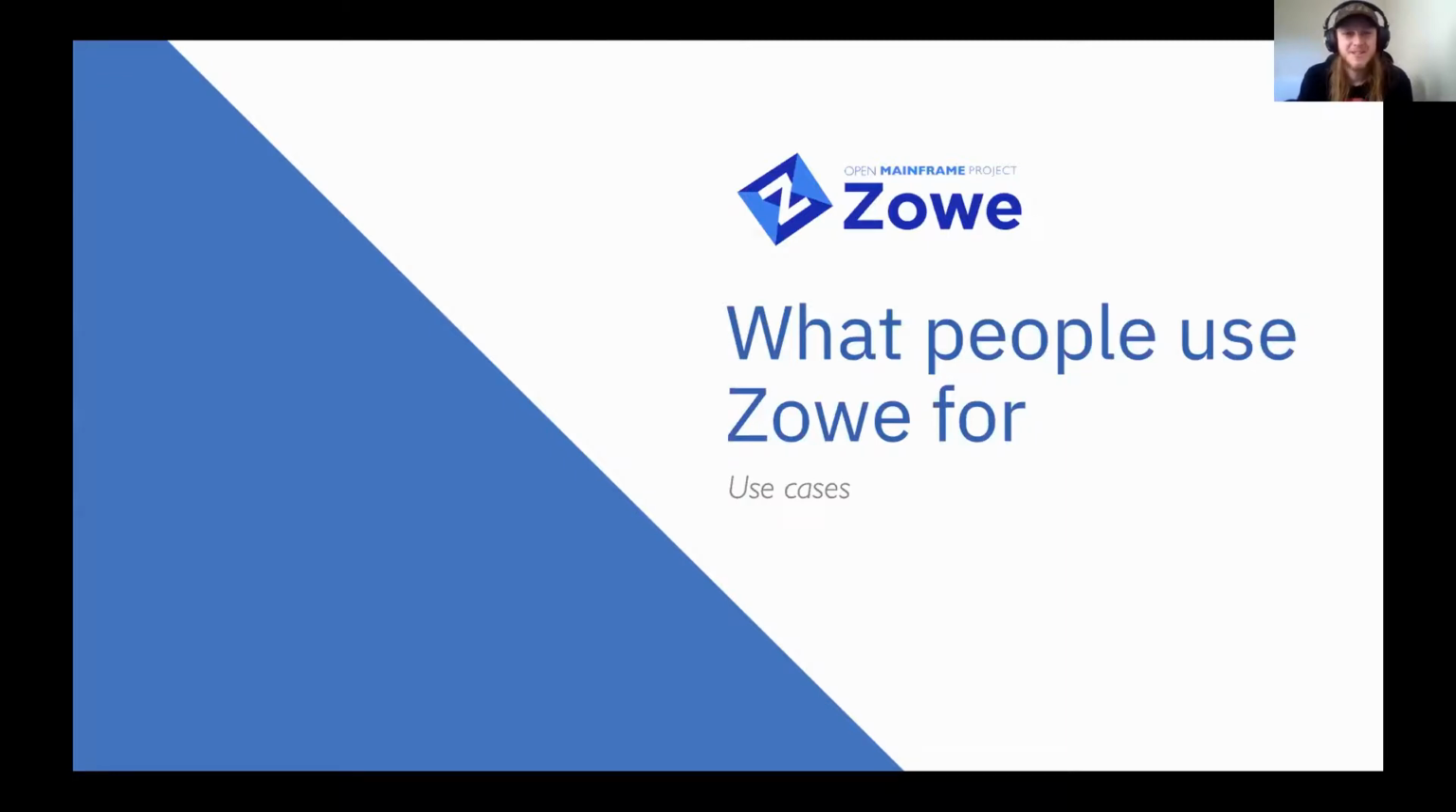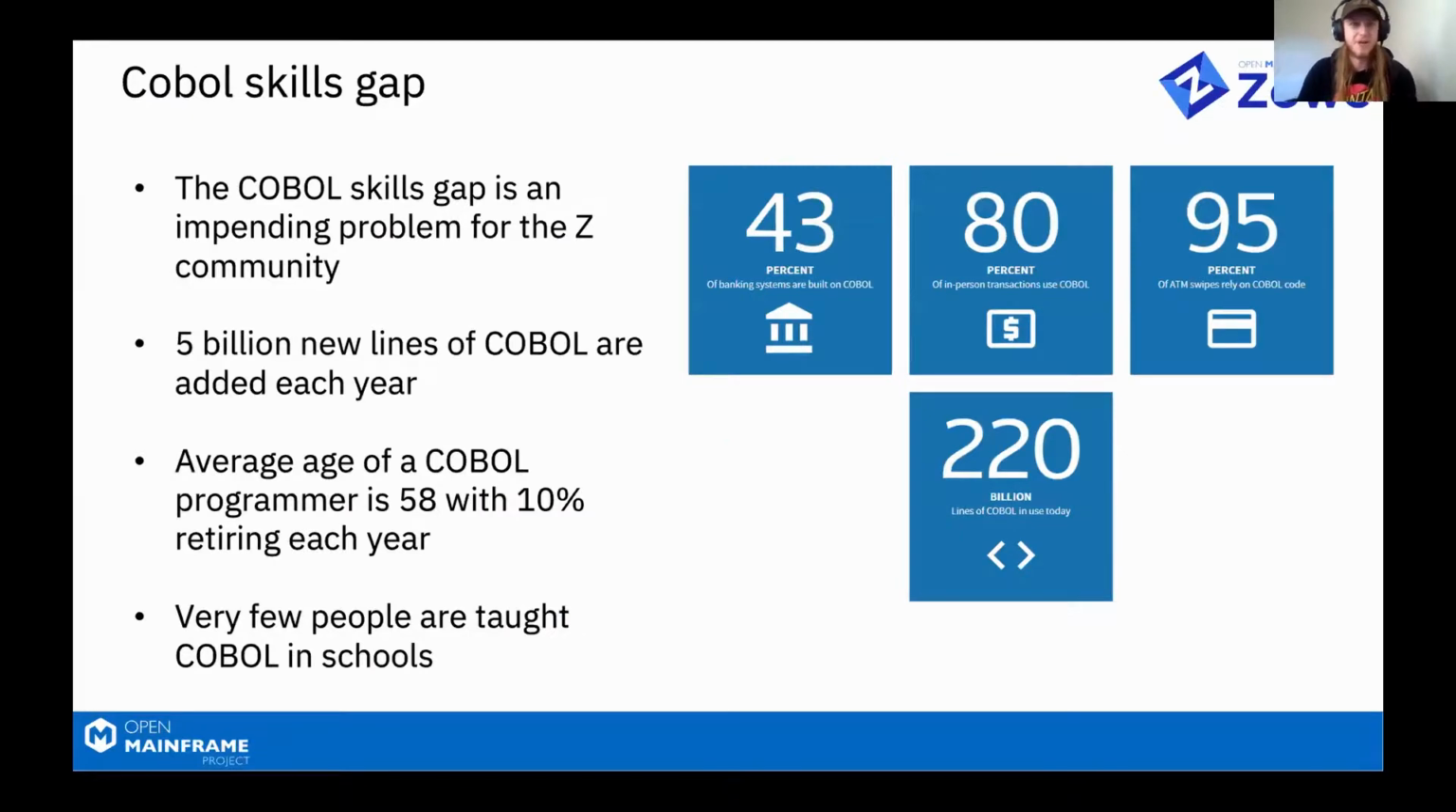Just before I go into detail on exactly what people use Zowe for, I want to hit you with some stats, which definitely will wake you up. As you can see on the screen, the COBOL skills gap is something that I and many people believe is an impending problem for the Z community. At the moment, there are 220 billion lines of COBOL in use every day, with a further 5 billion lines of COBOL being written every year. Now, not to insult anyone on this third point, but I'm not with you in person, so I'm not too scared to say it: the average age of a COBOL programmer is 58, with around 10% retiring each year.